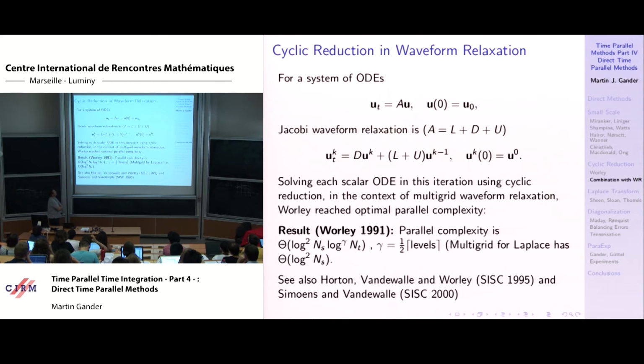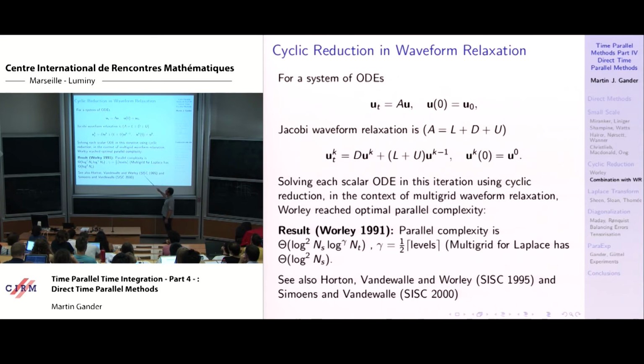And if I do this for a system of ODEs in waveform relaxation, so this is a system of ODEs. To do waveform relaxation, I partition again the matrix into lower diagonal and upper triangular matrices. I do here a Jacobi waveform relaxation, so at each step I have to solve scalar ODEs. Each scalar ODE is exactly this lower bidiagonal matrix that I have to solve. And if one does this with cyclic reduction, then you get to a parallel complexity. That's a theorem by Worley, which says that it's log squared number of spatial nodes times log to the gamma number of time nodes, where gamma is a half times the rounded up number of levels you get in this cyclic reduction hierarchy. And this is very much comparable to the space Laplace multigrid complexity.